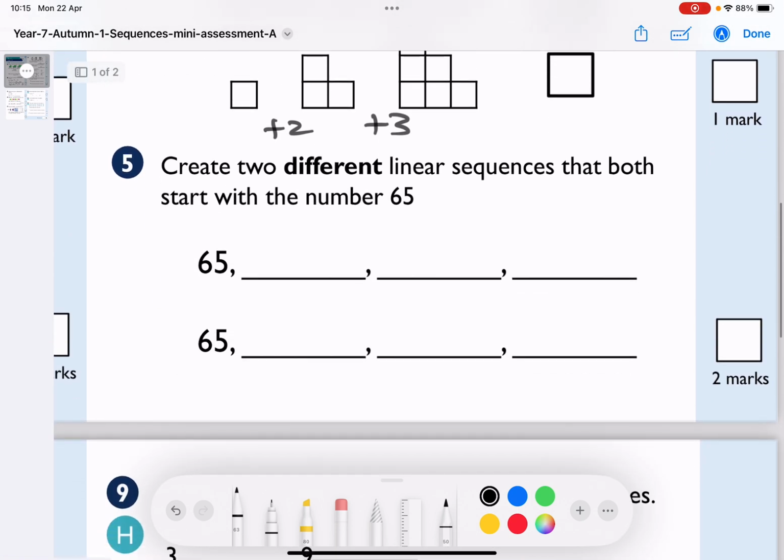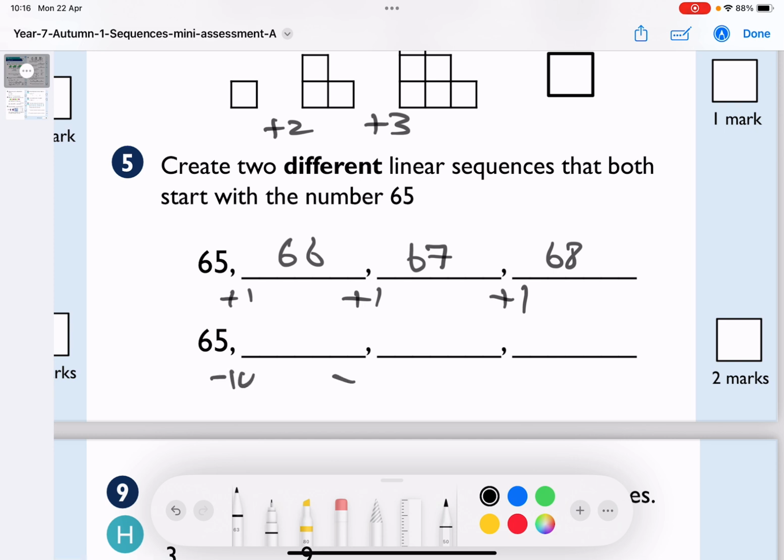And finally, create 2 different linear sequences that both start with the number 65. All I've got to do is add something on or take something away. I'm going to be very basic. I'm going to add 1 on each time. So I've got 66, 67 and 68. And then I might take away 10 this time just to show that I can. So I've got 55, 45, 35. Okay.